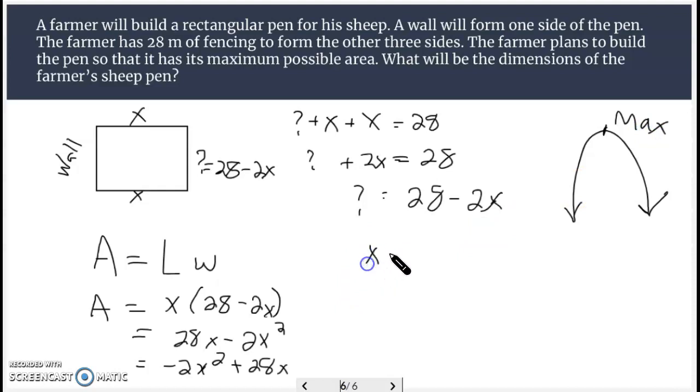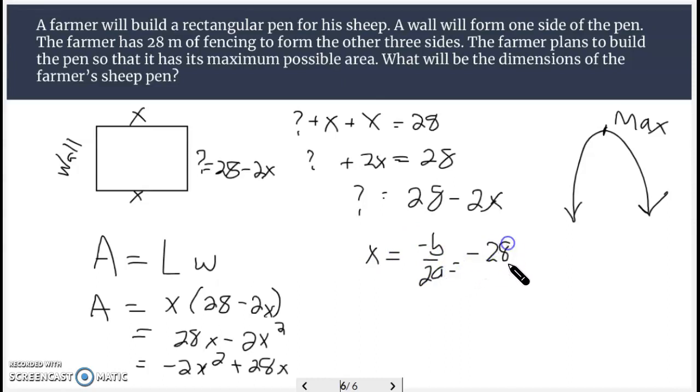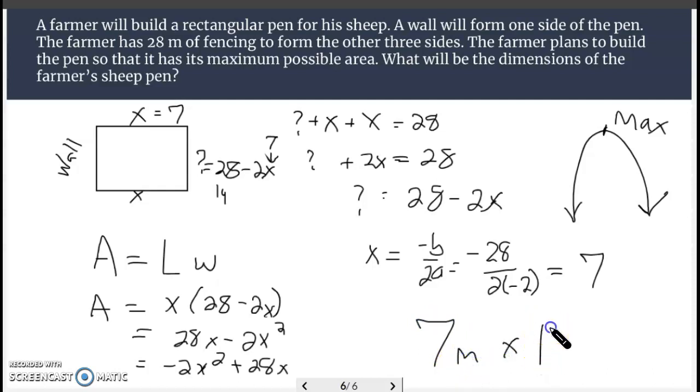The x coordinate of the vertex is negative b over 2a. Negative 28 over 2 times negative 2. 2 times negative 2 is negative 4. Negative 28 divided by negative 4 is a positive 7. We're just asking for the dimensions, so we don't need the actual area. 7 is one side. Put 7 over here to find the other dimension. 7 times 2 is 14. 28 minus 14 is 14. So here are the dimensions of our pen: 7 meters by 14 meters.